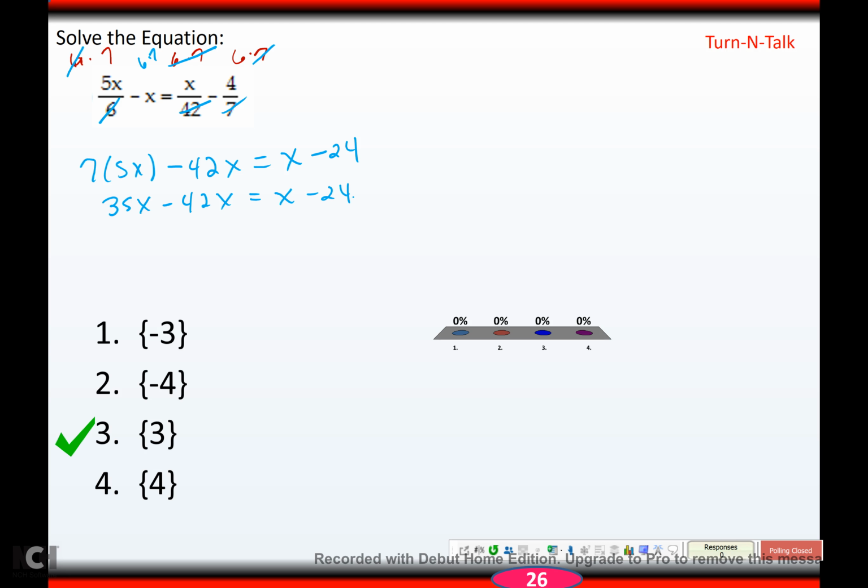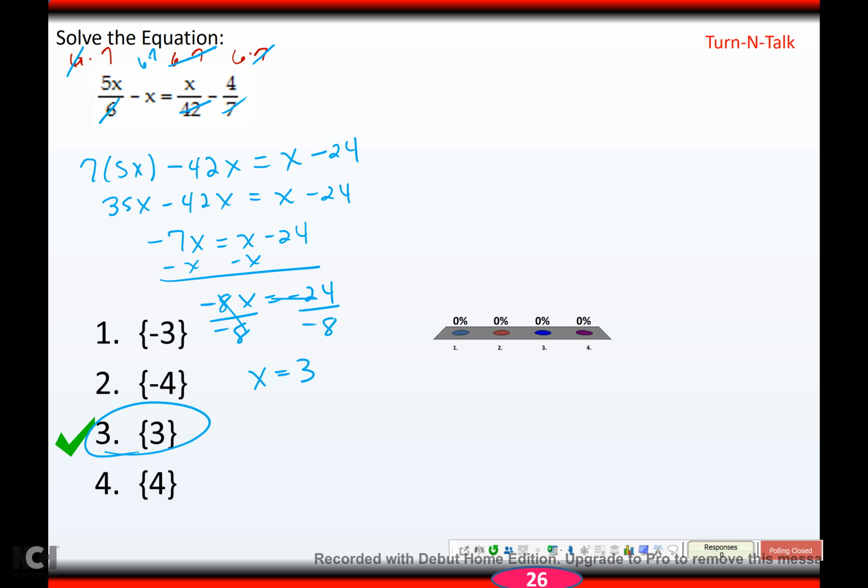35 minus 42 is negative 7x equals x minus 24. Minus x, there we go. Negative 8x equals negative 24. Divide by negative 8, and x equals 3. I really don't know where I screwed up. I shouldn't have erased it so I could figure it out, but yeah, it's 5 o'clock in the morning, so sorry.